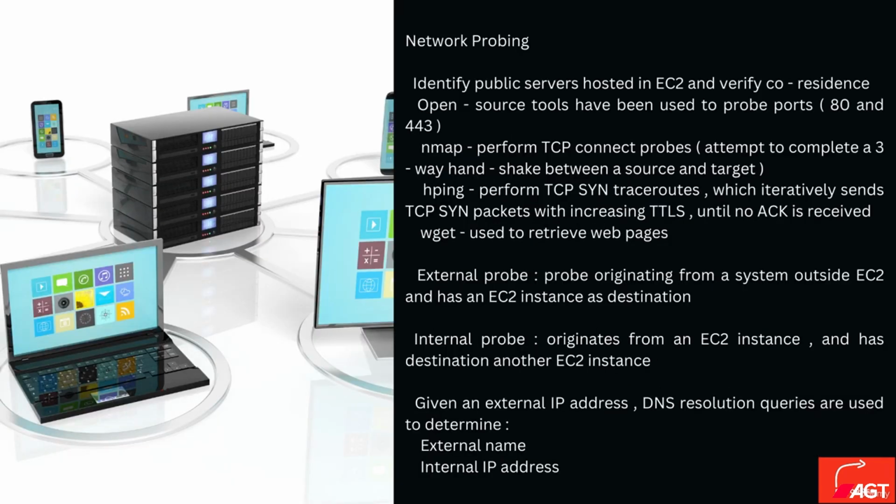Network probing in the cloud is the process of actively testing a cloud service provider's network architecture to find weaknesses or potential attack points. Network probing is a crucial part of cloud security because it identifies and eliminates possible threats before attackers can use them.